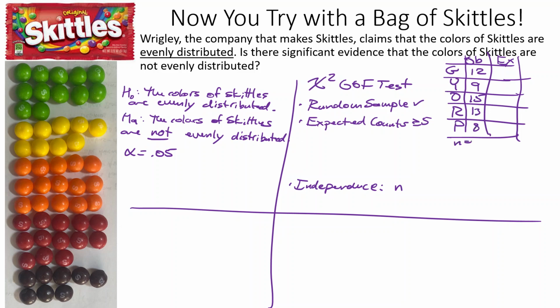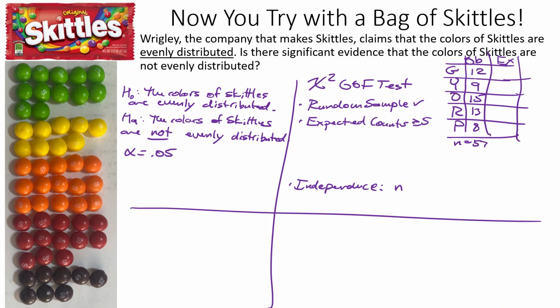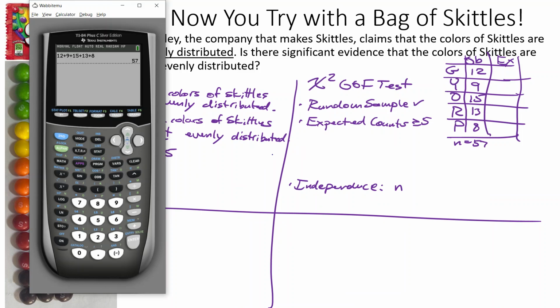If we add this all up, that gives us our N. So let's see, where's my trusty calculator? All right, don't need that anymore. So we've got 12 plus 9 plus 15 plus 13 plus 8, which is 57. Oh, that's not a nice even number, is it? All right, and there's 5 colors, and they should be evenly distributed. So if we take 57 and divide it by 5, that would give us our expected for each one, 11.4.